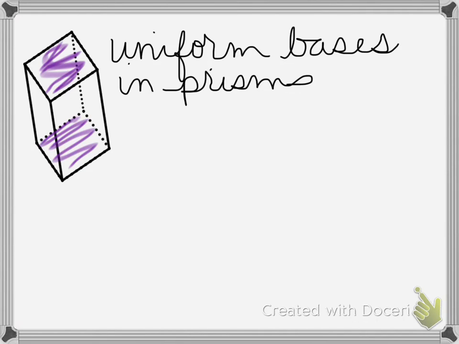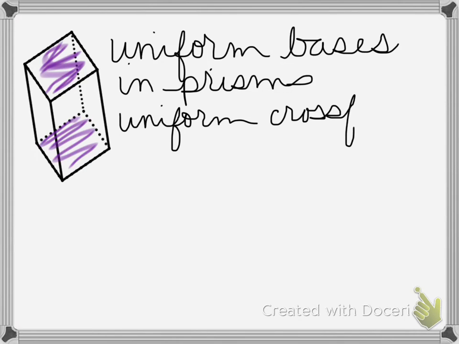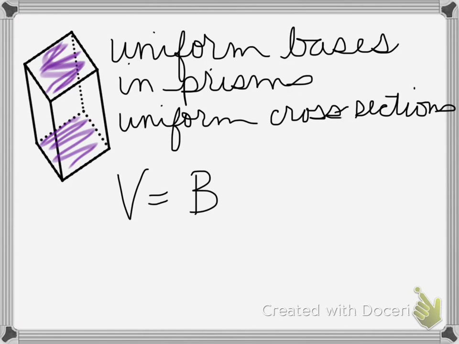And because the bases are uniform, that means we're also going to have uniform cross sections. So any cross section of a figure where the bases are uniform is going to have uniform cross sections. And because we have uniform bases causing uniform cross sections, the volume formula is volume is equal to the area of the base times the height.